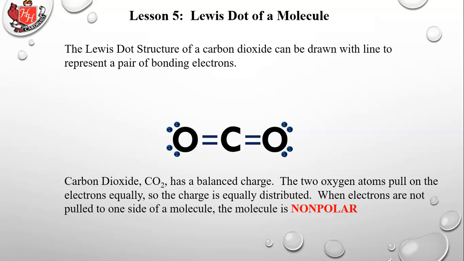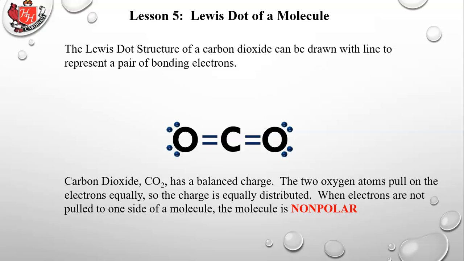Carbon dioxide, CO2, has a balanced charge. The two oxygen atoms pull on the electrons equally, so the charge is equally distributed. When electrons are not pulled to one side of the molecule or the other, the molecule is nonpolar. One way you can spot a polar or a nonpolar molecule is that nonpolar molecules such as CO2 look balanced.